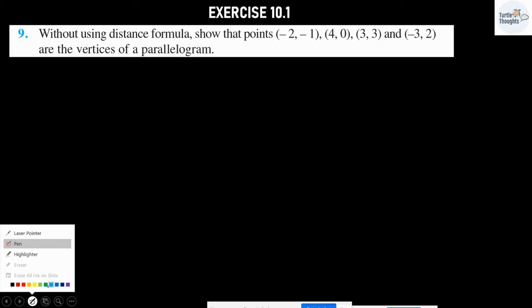Not a problem. Sorry. Without using the distance formula, show that the points minus 2 comma 1, 4 comma 4, 3 comma 3 and minus 3 comma 2 are the vertices of a parallelogram. Yes, you are correct. I'm sorry.